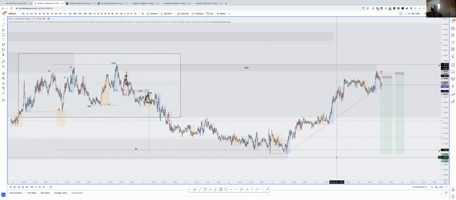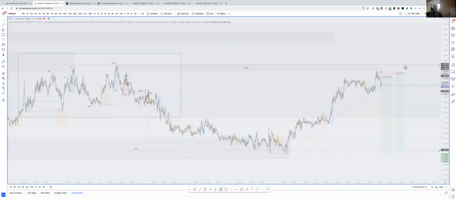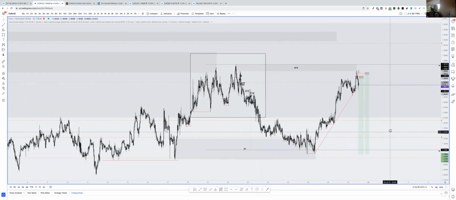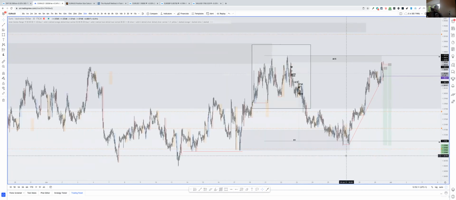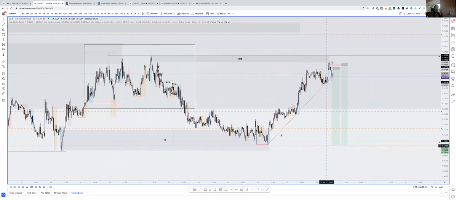Again, one thing I noticed though, even though we come down to 157, if we go to a little bit of a higher time frame, maybe like a 30-minute, if we look, we still have, what liquidity do we still have?